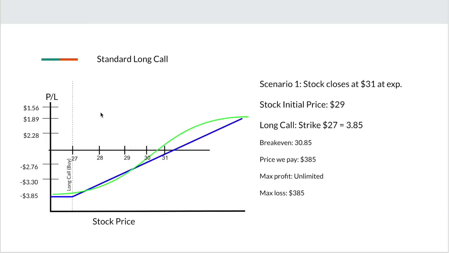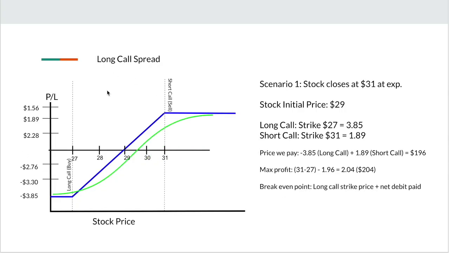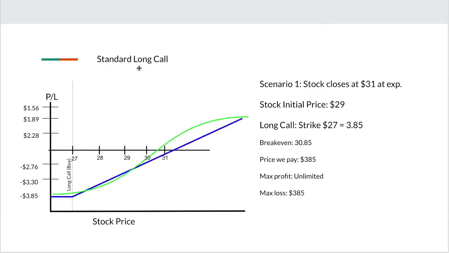All right, so in the first example, we're going to compare a standard long call versus a long call spread. So with a standard long call, here's the scenario. This stock, you initially found it at $29. You set out an expiration, and by the time that expiration hit, the stock had reached $31. You had originally bought a long call with a strike of $27.